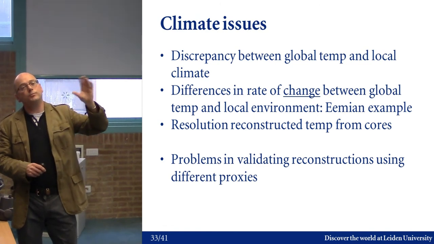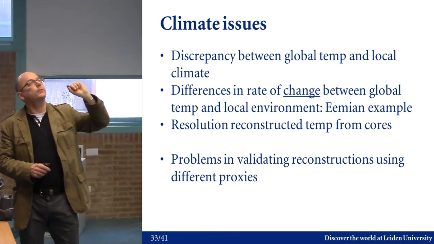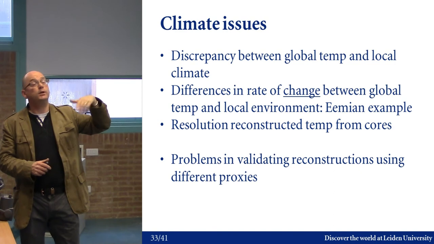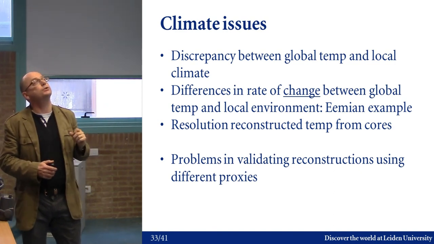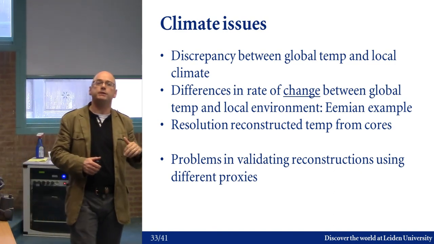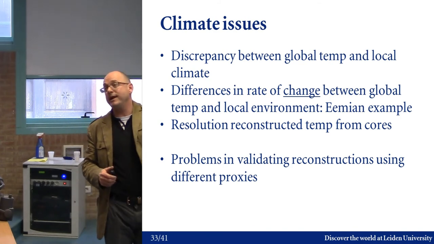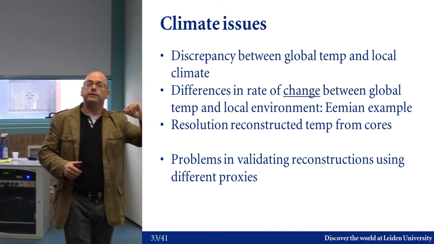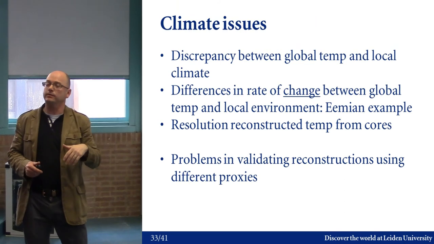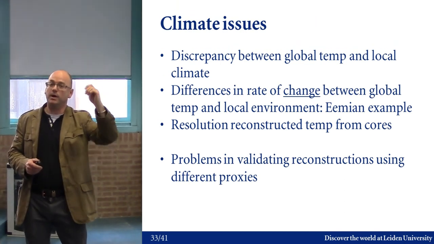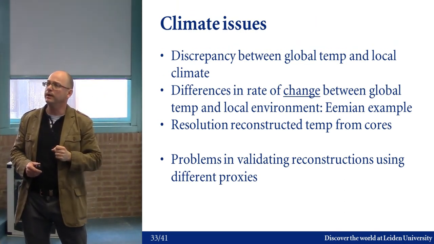There are a lot of problems when you use climate reconstruction. Some of them might be familiar. Other ones, like the Eemian example, which shows you that the rate of change in the south is different from the rate of change in the north, are very important. It makes warmer temperatures come 5,000 years later in the north, which is an issue.